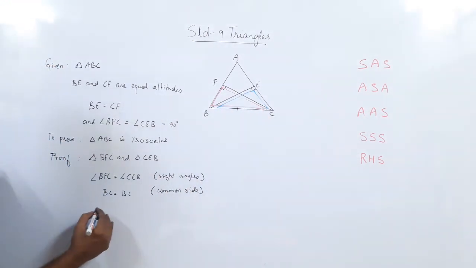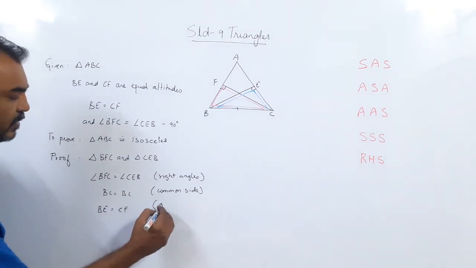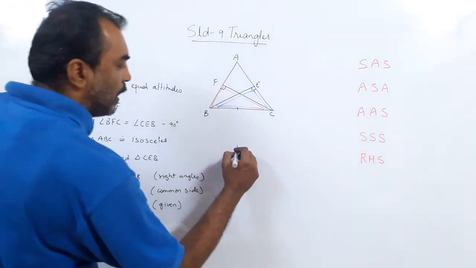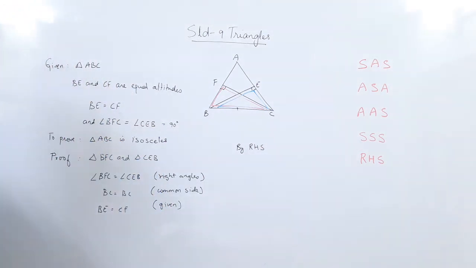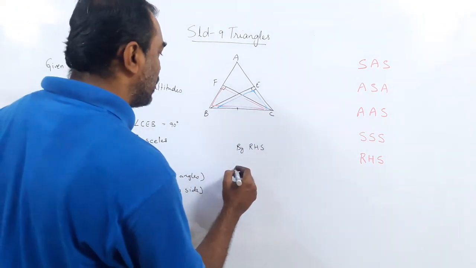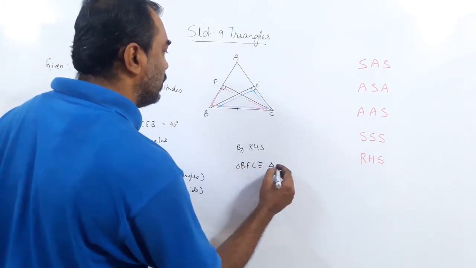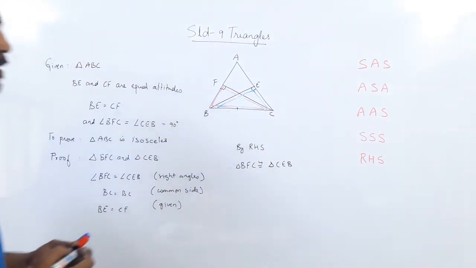And we are given BE equal to CF, that is given. So we have got RHS. This is the right angle, both are equal, the hypotenuse equal, and one side is given equal. So by right angle, hypotenuse, side, I have got triangle BFC is congruent to triangle CEB. This red and this blue triangles are equal.